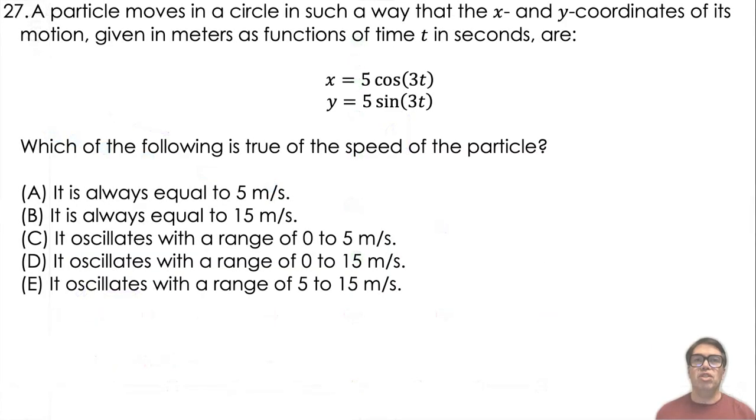A particle moves in a circle in such a way that the x and y coordinates of its motion, given in meters as functions of time t in seconds, are x equals 5 cosine of 3t and y equals 5 sine of 3t. Which of the following is true of the speed of the particle?